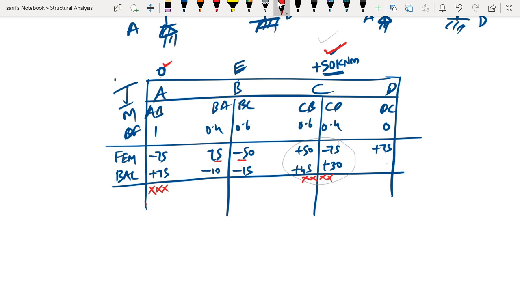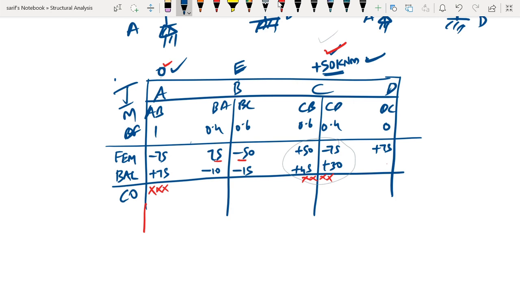Having done this, the next stage is carryover. Where will we carry over? We will be carrying over to all the points other than those where the moment condition has been arrived. For example, at A the moment condition has been arrived, and at C also. We will not be carrying over to these ends; the rest we will carry over.